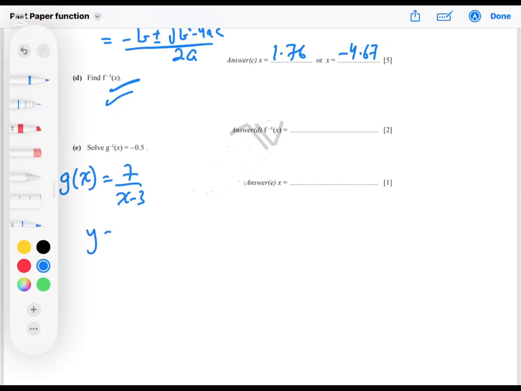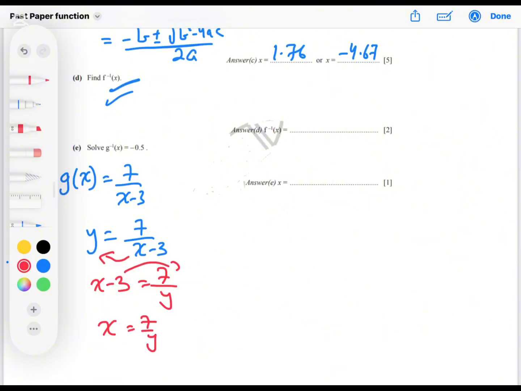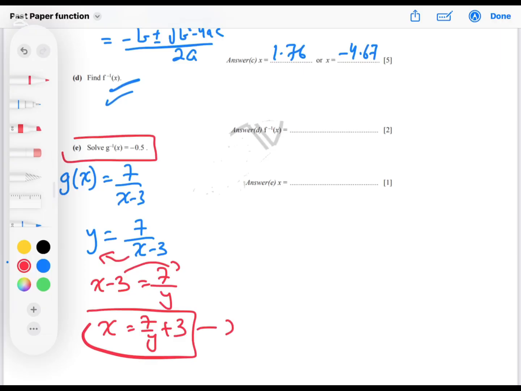So I have to find the inverse. Y is equal to 7 over x minus 3. So now this will go to this side and y will come to this side. So 7 over y is equal to x minus 3. The 3 will go to this side, so x equals 7 over y plus 3. So the inverse will be, and the question says that g inverse equals negative 0.5.